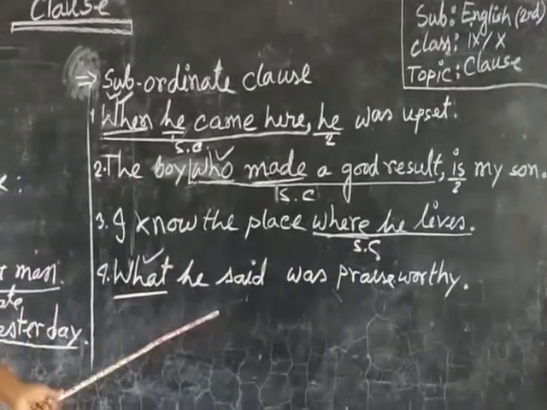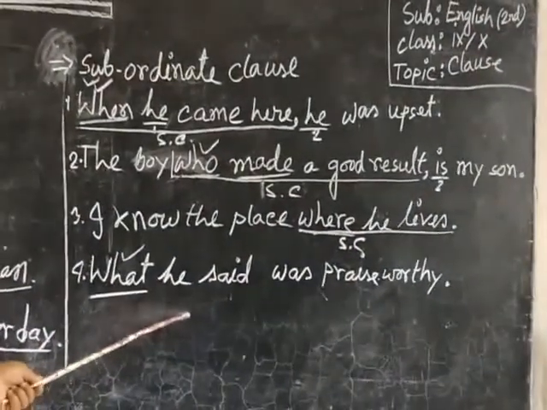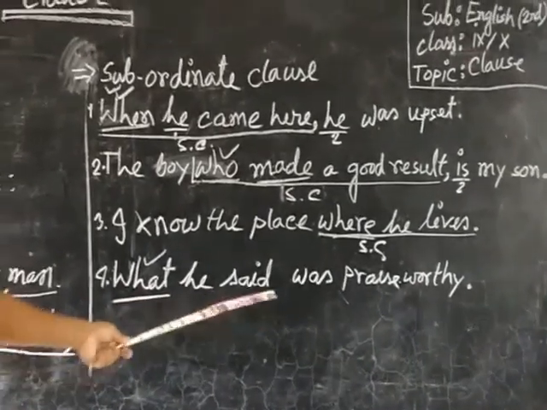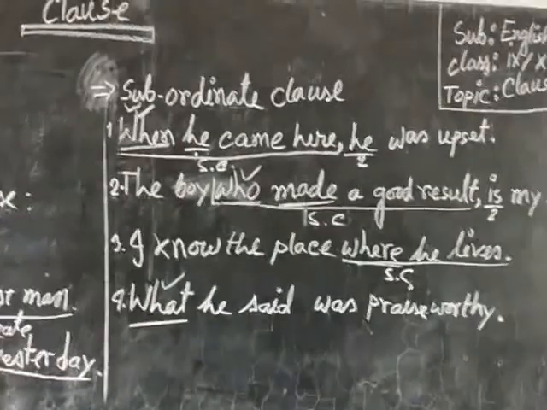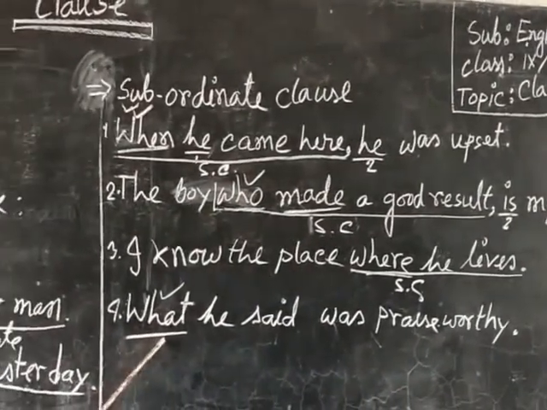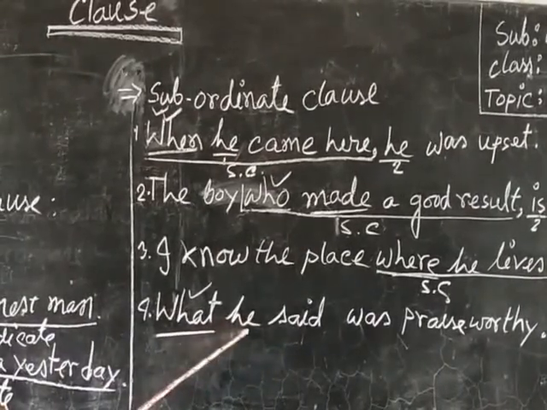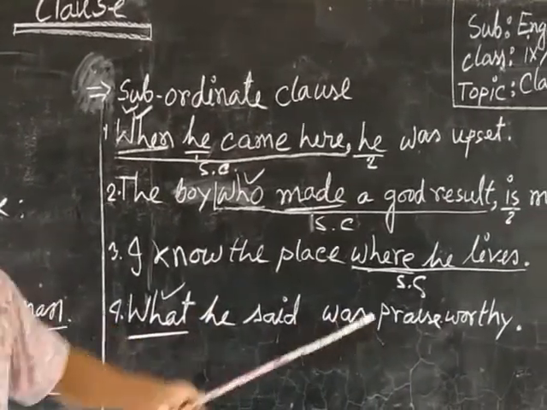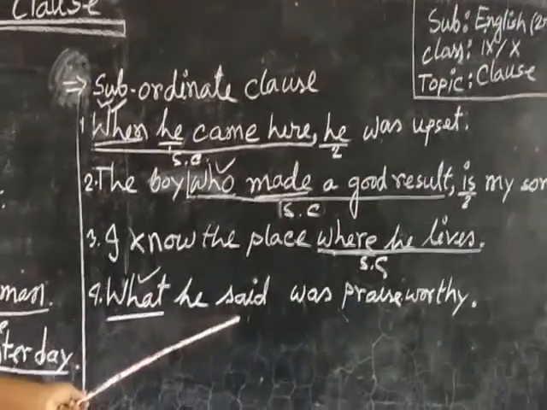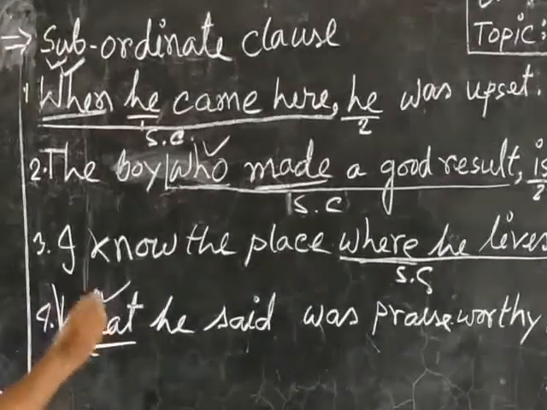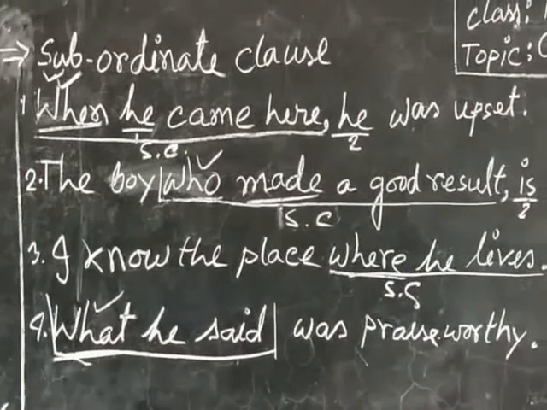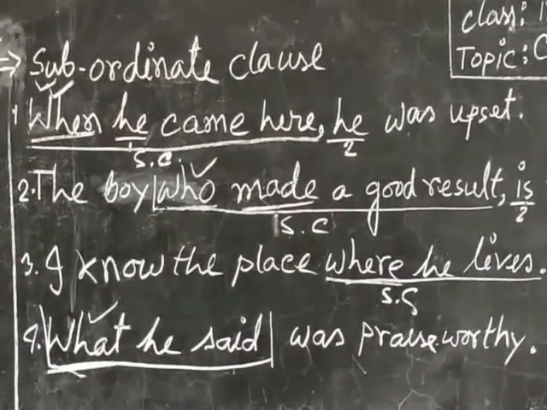In the fourth sentence, what he said was praise or deed. Here we can see after what we have no two subjects but we have two finite verbs. Here from what, foremost was, is the subordinate clause.